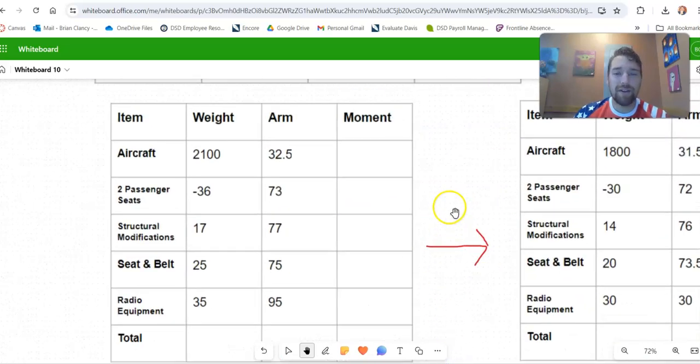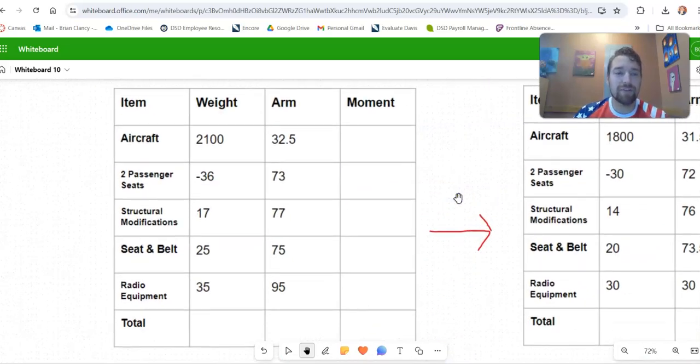So what we have over here, again, this is the same problem that I presented you with. We're going to start filling out this IWAM chart together as a team. And why don't you go ahead? You now know how to do this. Let's calculate all the moments, and let's get a total weight and a total moment. Go ahead, pause the video, let's do that.